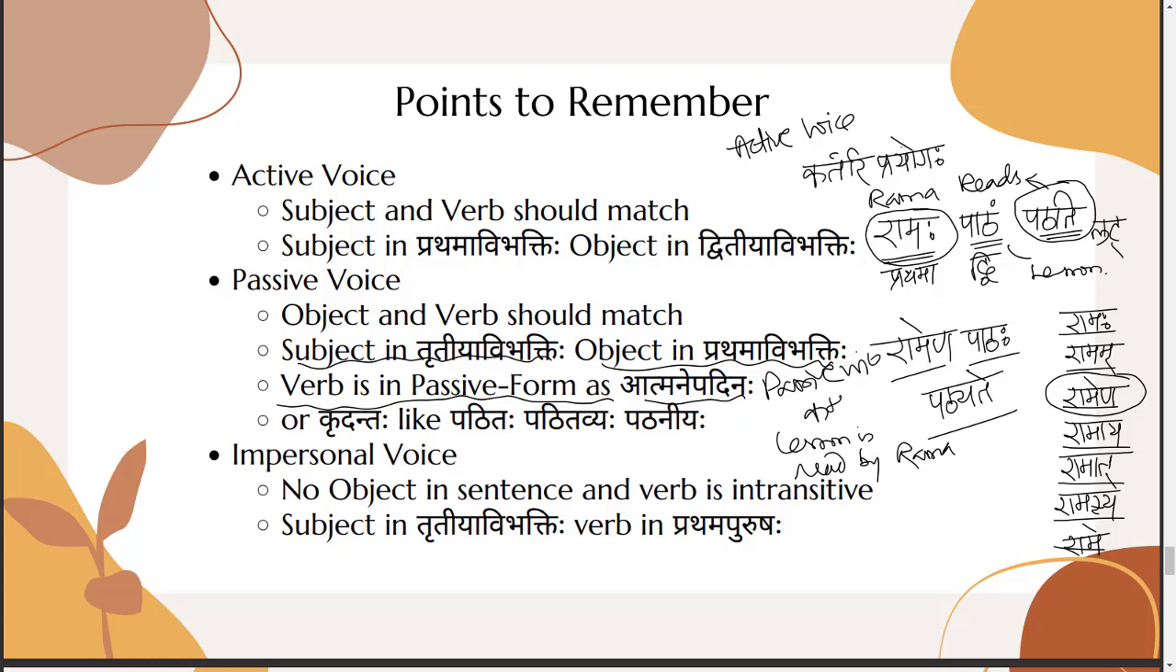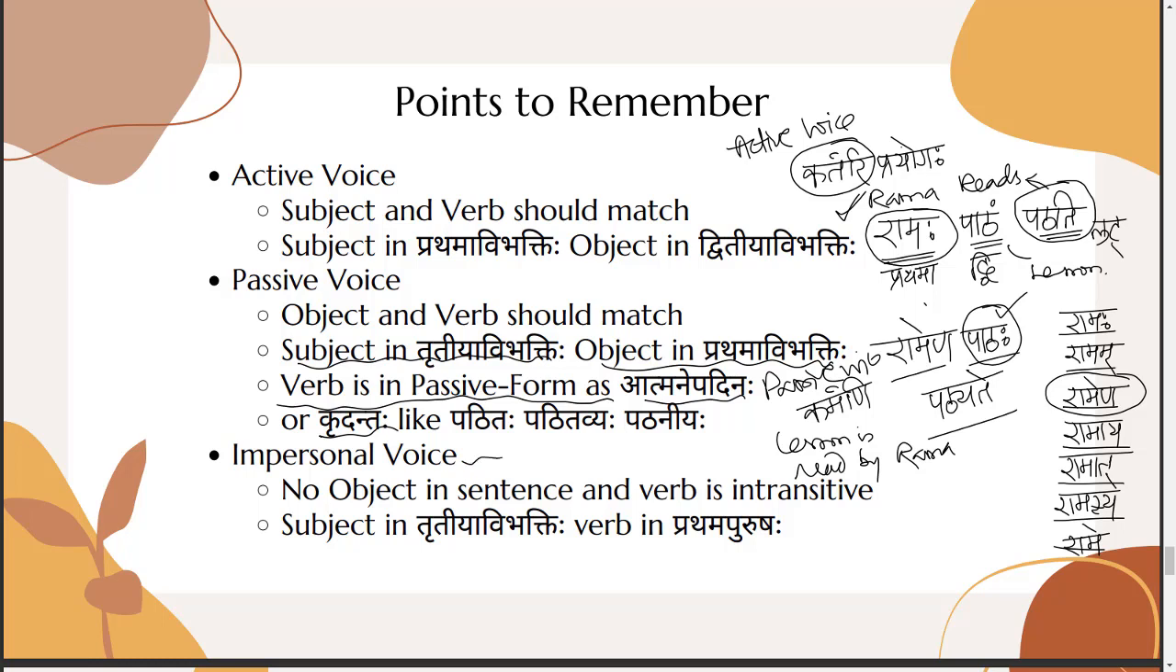Karmani Prayogah. Karmani means the importance is on the karma. Patha is the karma, and the karta is Rama. In Kartari Prayogah, the importance is on the karta. In Karmani Prayogah, the importance is on the karma. Then we can also use krudanta words: Ramena pathah pathitah. Like that we can say. Ramena pathah pathitavyah, Ramena pathah pathaniyah. Like that also we can say. We will analyze all such sentences.